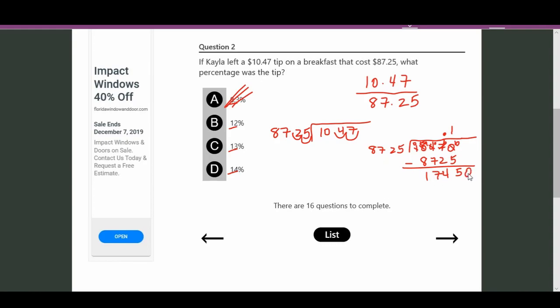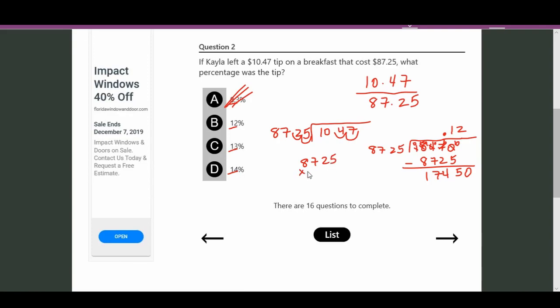It doesn't. We have to add a 0, but we're not going to add a 0 up there since we're allowed to drop down a 0. Now the question is, how many times does 8,725 go into 17,450? Now think about this. If this was just 8,000, you'd be asking yourself, what times 8,000 would get you close to 17,000? Of course, the answer would be 2. 8,000 times 2 would give you 16,000. 8,000 times 3 would give you 24,000. So without doing any work, I'm almost certain that this is going to be 2. But just to prove it, let's work it off to the side.